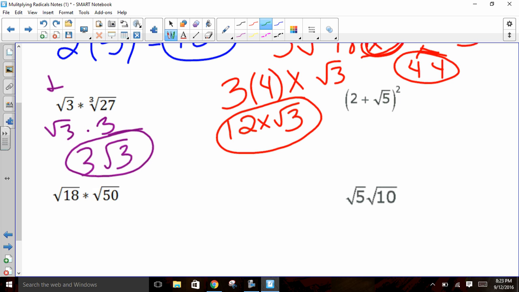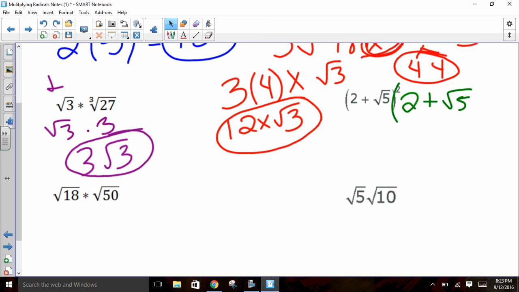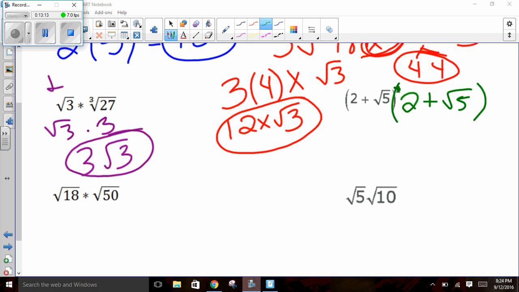I want you to do the next one. I'll help you get it started. 2 plus square root of 5 is the same thing as saying 2 plus square root of 5 times 2 plus square root of 5. So I can pretend that square term doesn't exist as long as I can multiply those together. So, hint, hint, we're going to FOIL. So, pause it up, go ahead and FOIL.